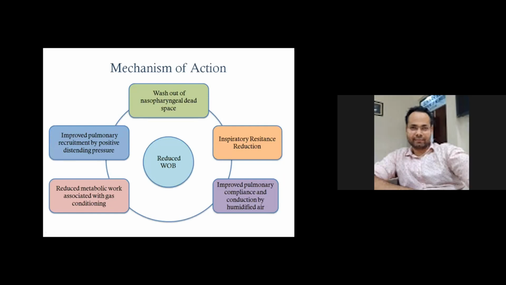Mechanism of action. One of the major mechanisms of HFNC is that it causes the washout of the nasopharyngeal dead space. It causes inspiratory resistance reduction, and it causes improved pulmonary compliance and conductance by the humidified air. It reduces the metabolic work associated with the conditioning of the gases and causes improved pulmonary recruitment by positive distending pressure. Overall, this helps in reduction of the work of breathing.